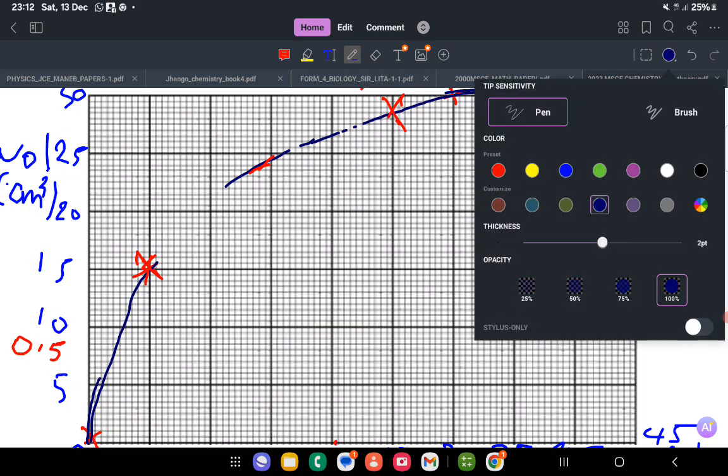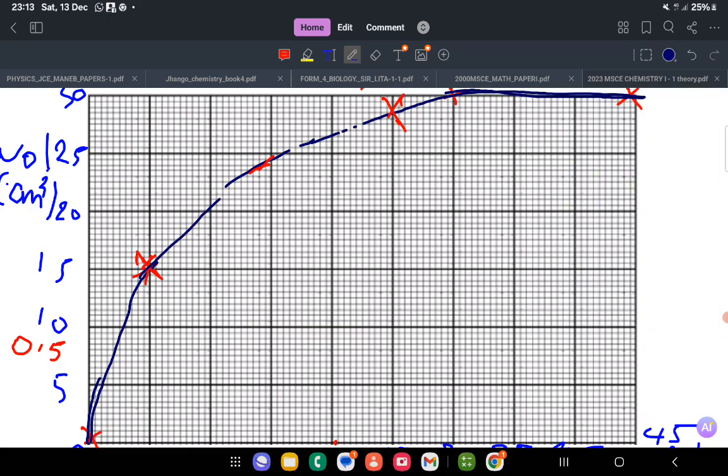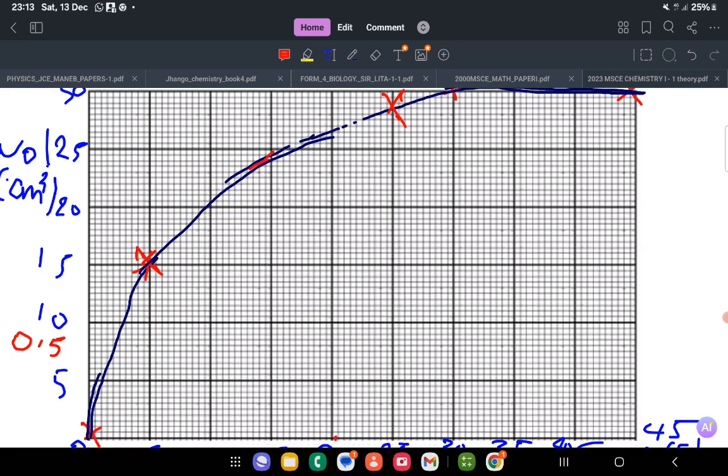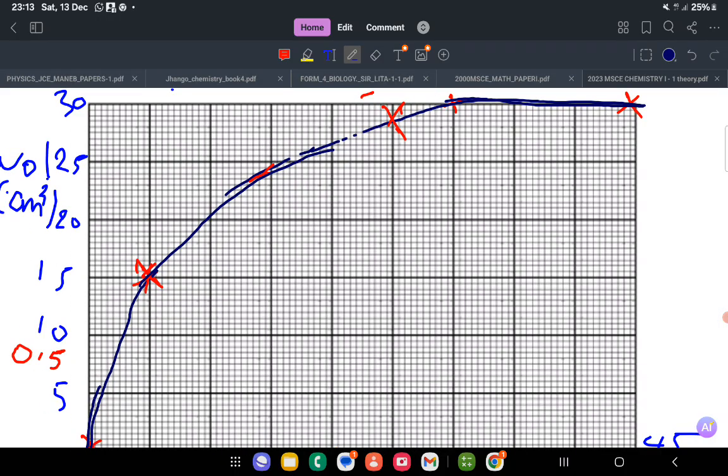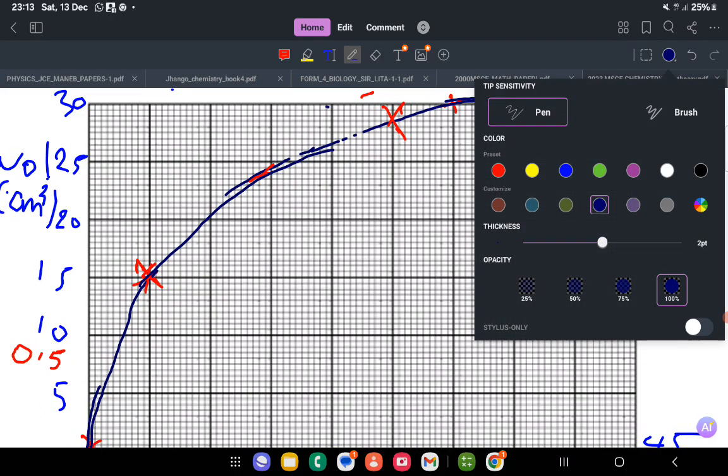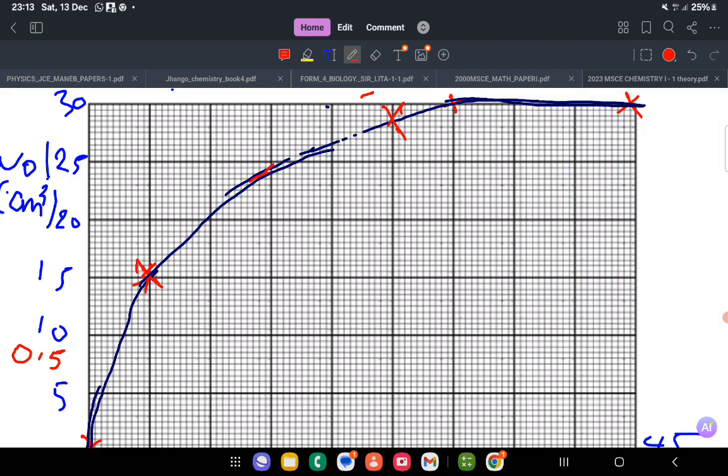Draw a tangent. Remember our curve is like this. So all we have to do, of course with some degree of error but it should be sufficient, is to draw a straight line joining those two points, and then in order to find the rate, you take the gradient. Find the gradient of this line. Just find the gradient of this part.